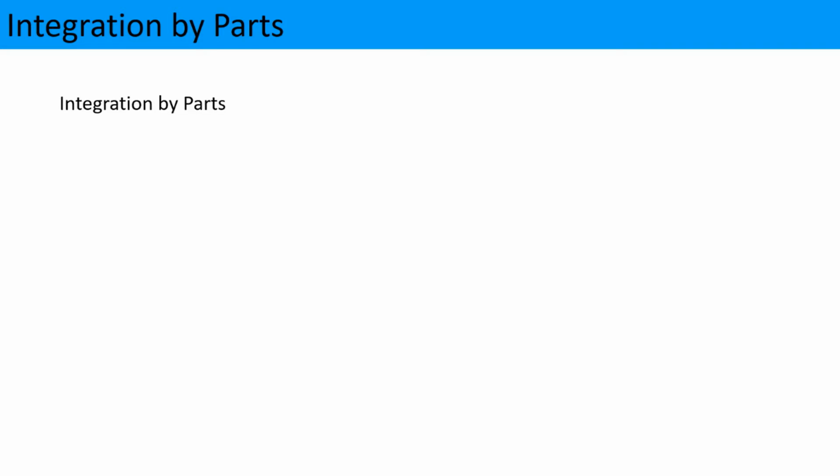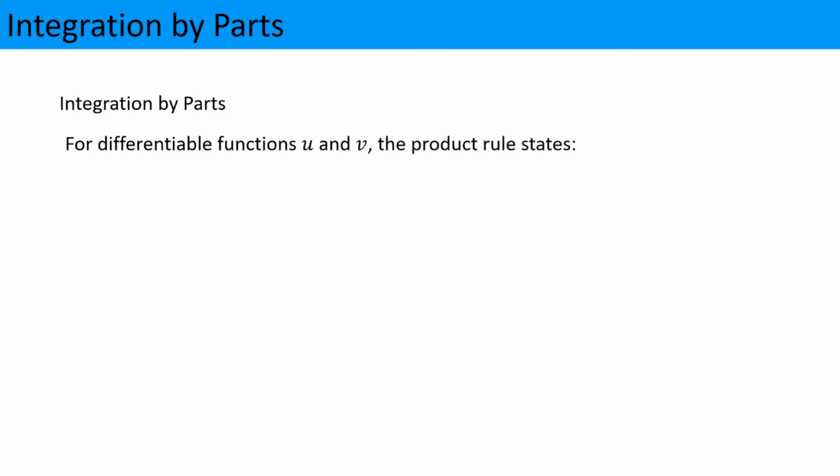So integration by parts. For differentiable functions u and v, the product rule states, so let's recall, the derivative with respect to x of the product u of x times v of x is equal to the derivative of the first, so u prime of x times the second v of x, plus the first function u of x times the derivative of the second, or v prime of x. Now, let's integrate all three parts.